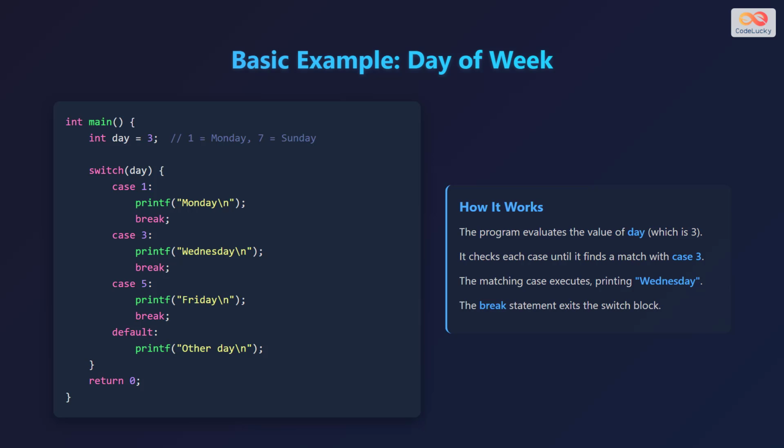If day is 1, it prints Monday. If day is 3, it prints Wednesday. If day is 5, it prints Friday. If day doesn't match any of the cases, the default case is executed, printing other day. In this example, since day is 3, the program will output Wednesday.